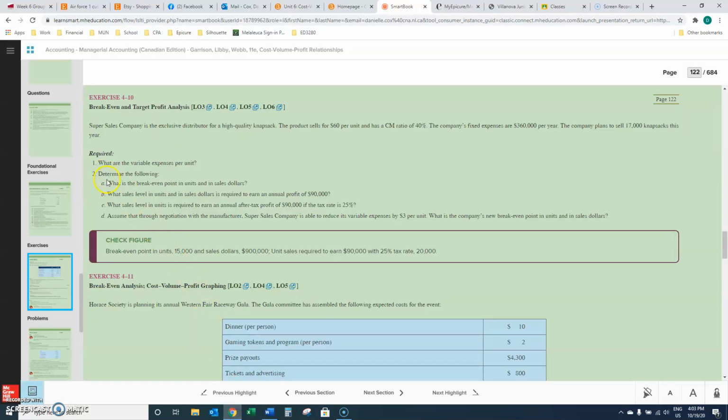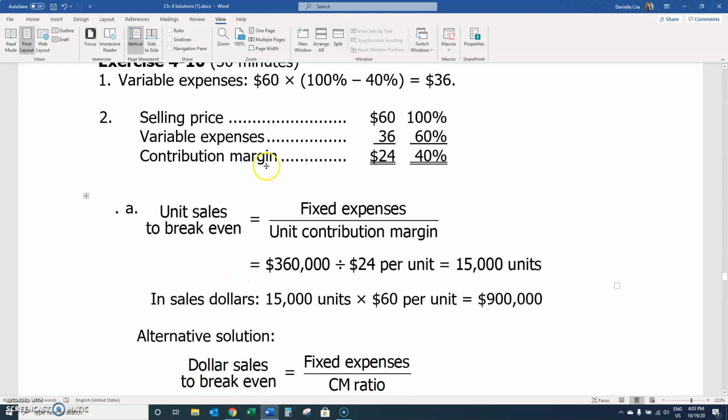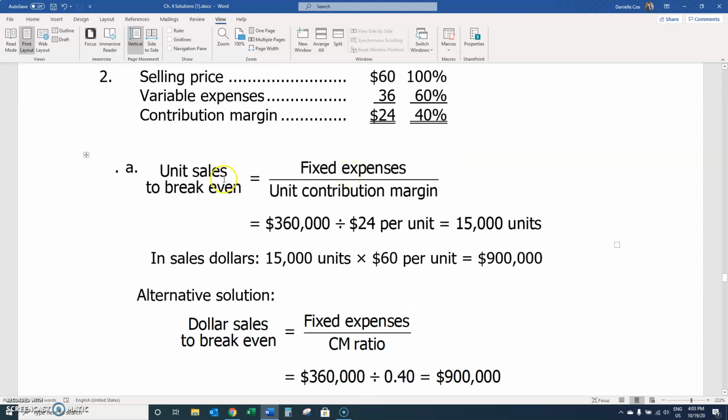And then part 2. First, we have to determine what is the break-even point in units and in dollars. Okay, so we need the contribution margin. So selling price 60, variable expenses 36, contribution margin of 24. Or percentage-wise, selling price is always going to be 100%. Variable expenses are 60% of the selling price, and contribution margin is 40% of the selling price. So we can do it one of two ways.